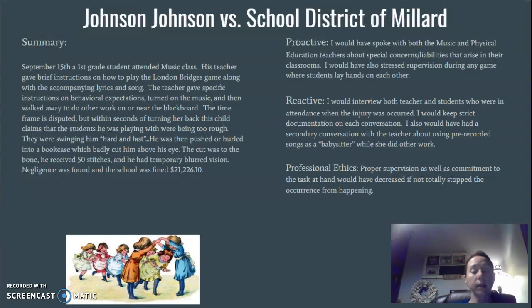Professional ethics. Proper supervision as well as commitment to the task at hand would have decreased, if not totally stopped, this occurrence from happening.